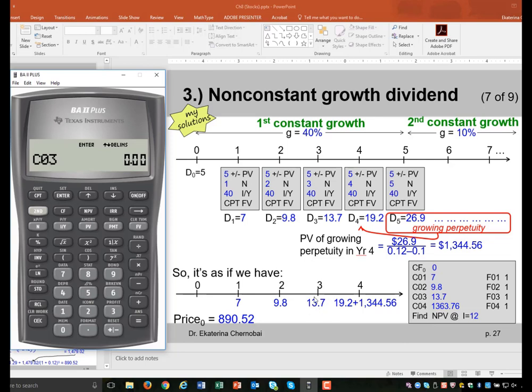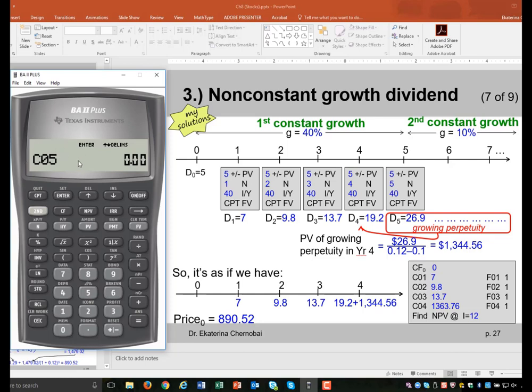Third cash flow in the future, that's 13.7. 13.7, enter, down, and down again. Cash flow number 4 in the future. So you can combine these two numbers, the fourth year dividend and the present value of the growing perpetuity, which are happening in the same year, and just put the sum of $1,363.76. So I'm putting that $1,363.76. Enter, down, down again.